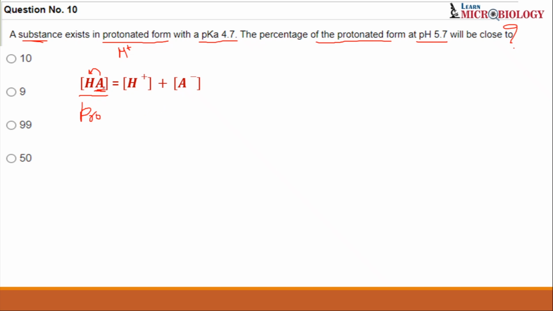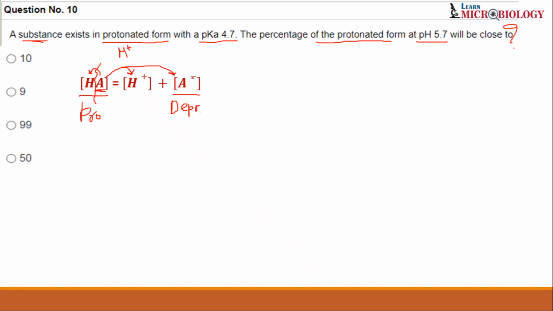Now, as we go on increasing the pH, what happens? There is a chance that this particular substance A will lose its proton, and when it loses its proton, it will become A minus. So the substance in this form which has lost the proton is called the deprotonated form. I hope this much is clear.